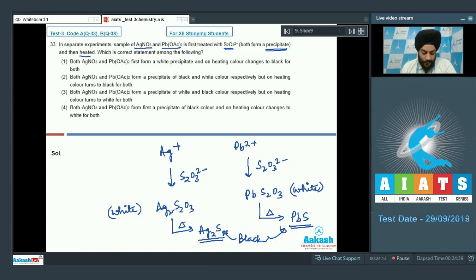Okay. So if you look at the options which are given to us, the first option says both AgNO3 and lead acetate first form a white precipitate, and on heating the color changes to black for both. So this is the correct statement, students. I don't think there is a need of looking at the other options. So the correct answer to question number 33 is option 1. Let us look at the next question now.